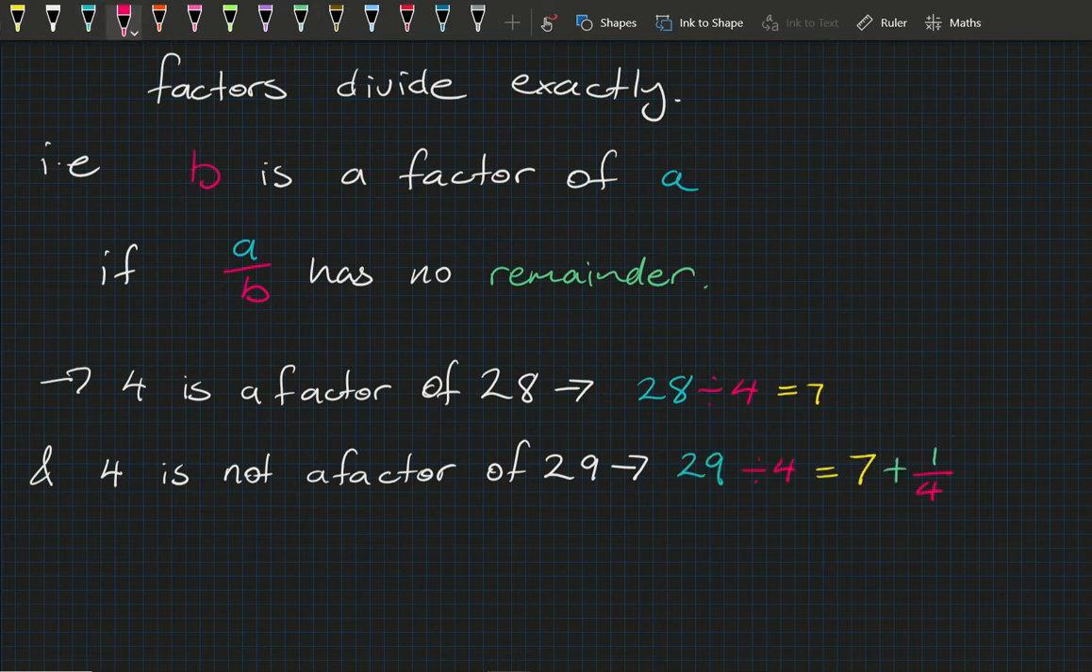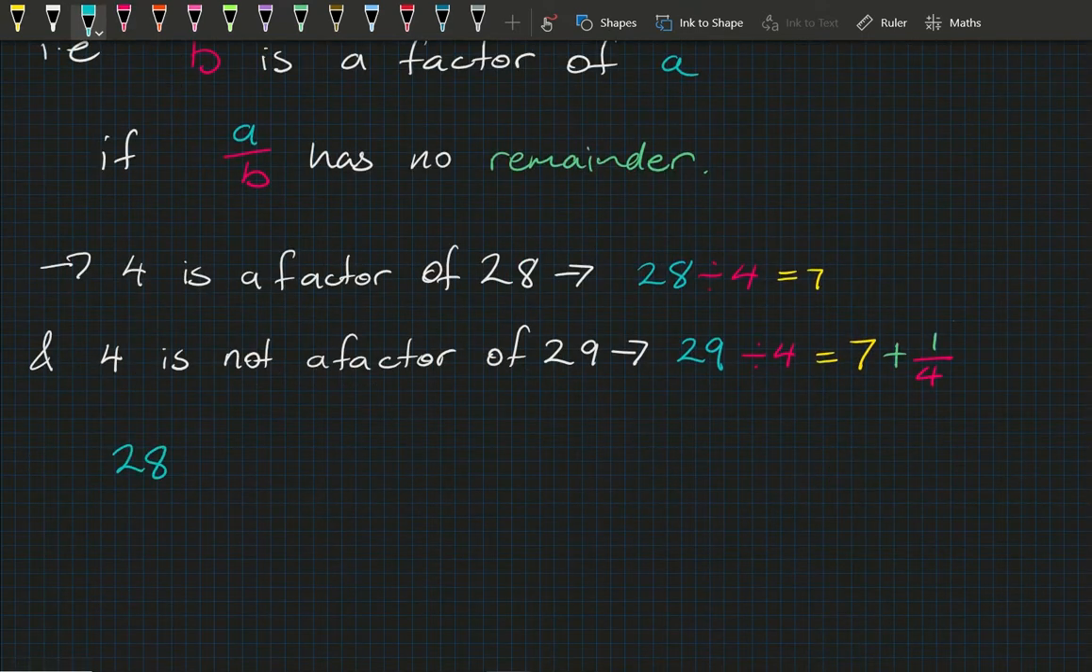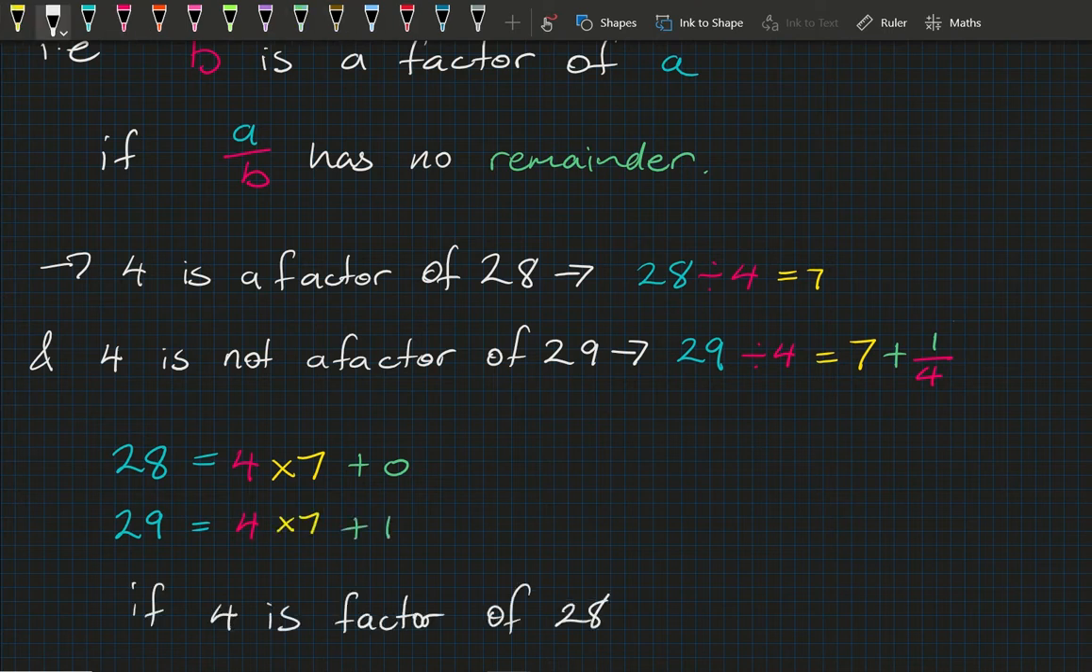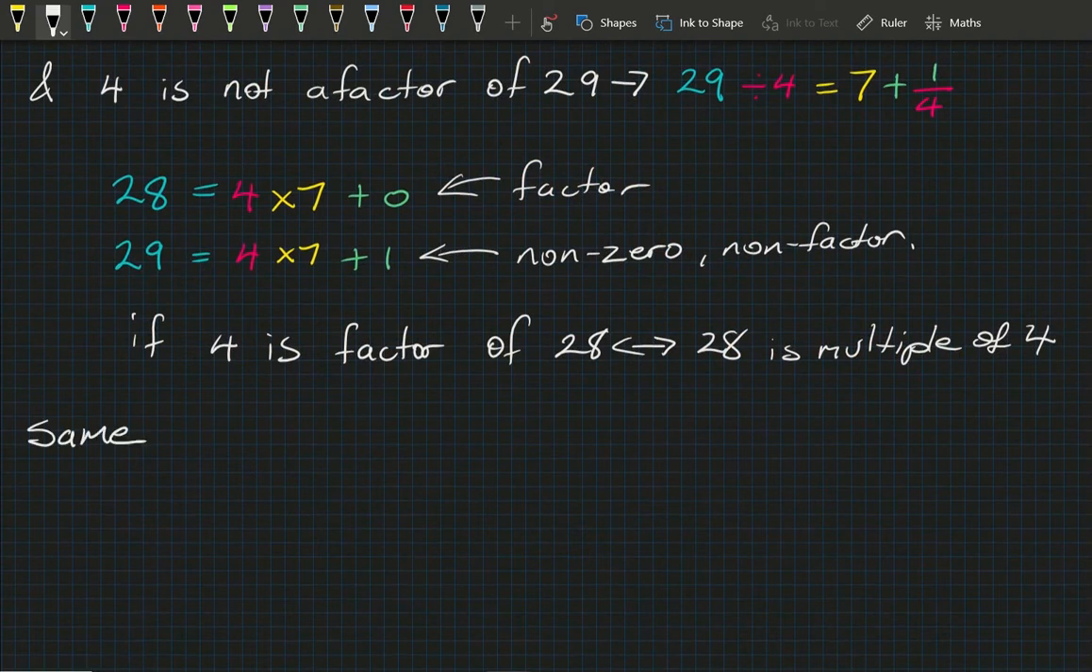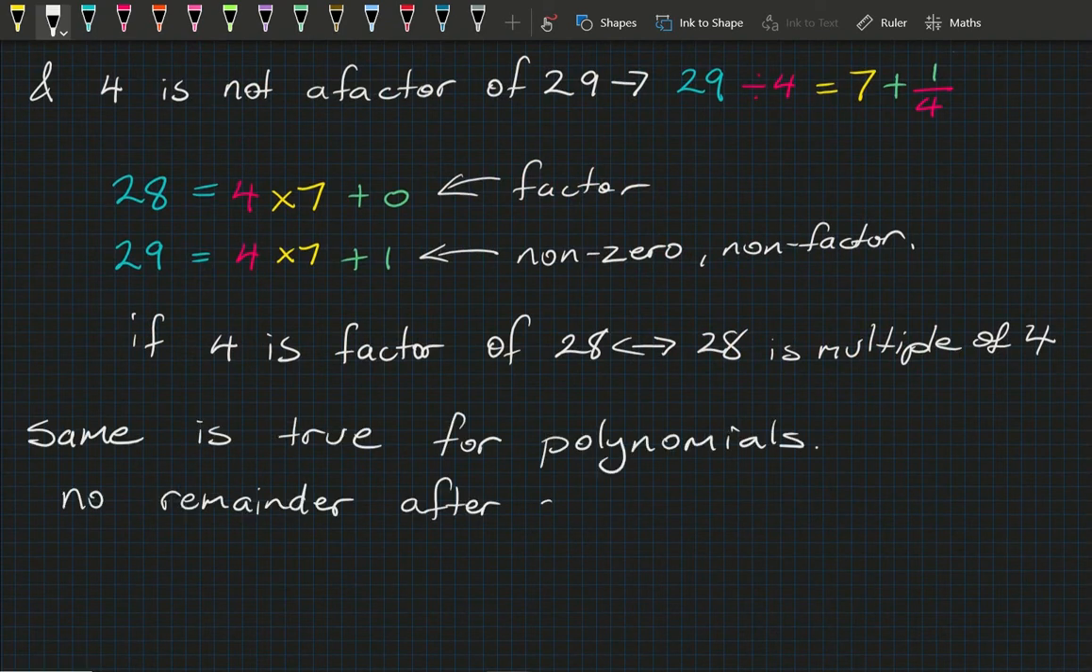To make these ideas align better with our theory from last class, really what we're saying is 28 is equal to 4 times 7 plus 0, and 29 is equal to 4 times 7 plus 1. So if 4 is a factor of 28, then 28 is a multiple of 4. It just comes down to whether or not there's a 0 or non-zero remainder. So this one's a factor and this one's not. And the same is true for polynomials, i.e. there's no remainder when we do a division.